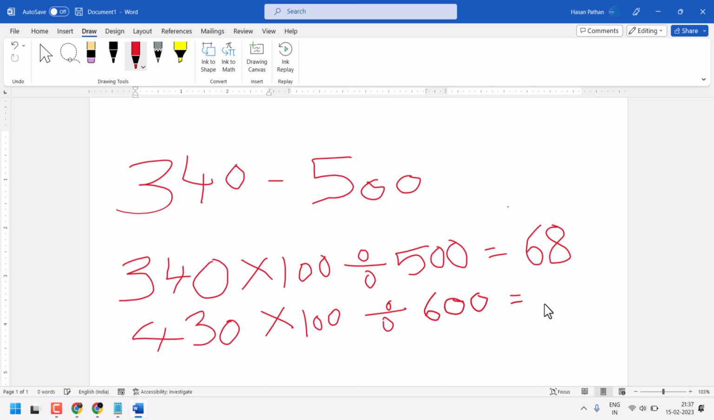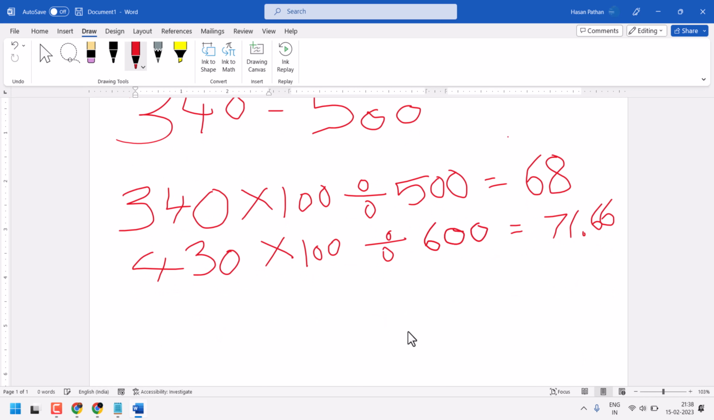So now make the calculation. You can use a calculator. So type in a similar way, 430 multiply by 100 and divide by total marks. So as we can see now, the result is 71.66. So this is the result.